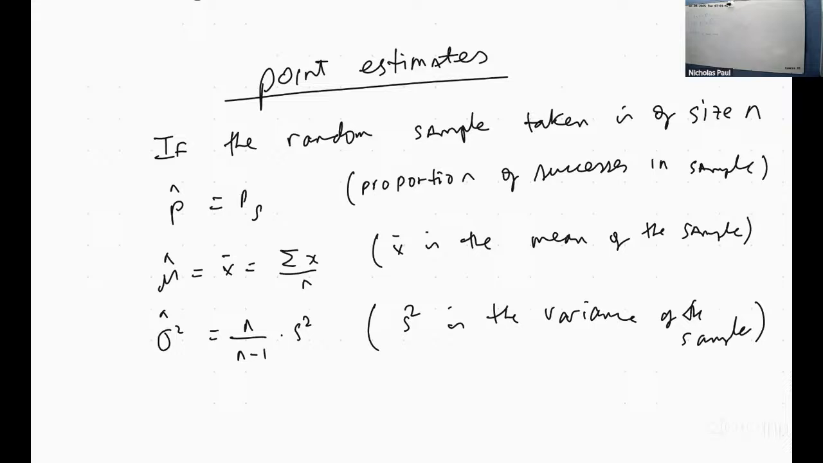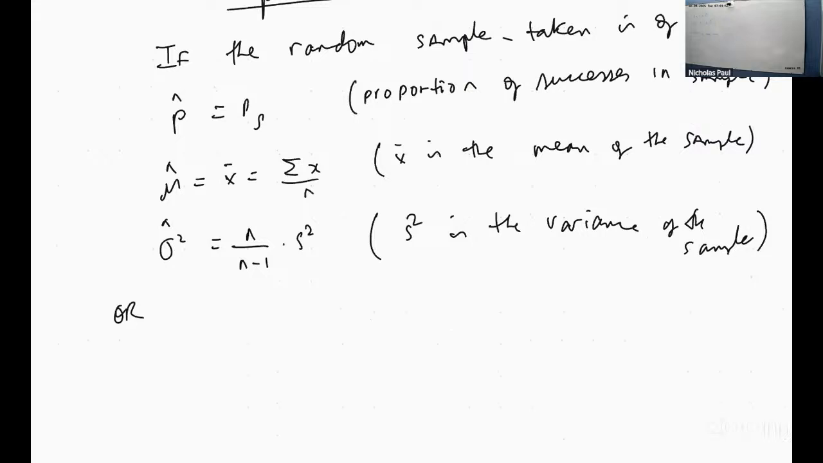Right, everything I write down here is the way that we're going to find point estimates. That's estimates for proportion, estimates for mean, estimates for variance. And every time I estimate something, we put a hat on top of it. That little hat shows that it is the estimated value.